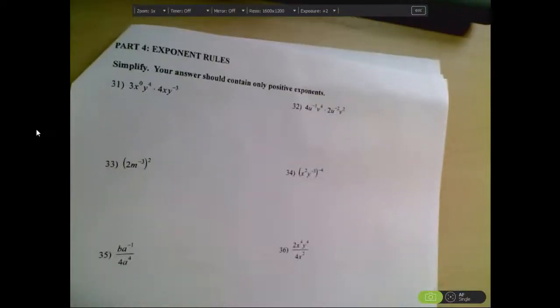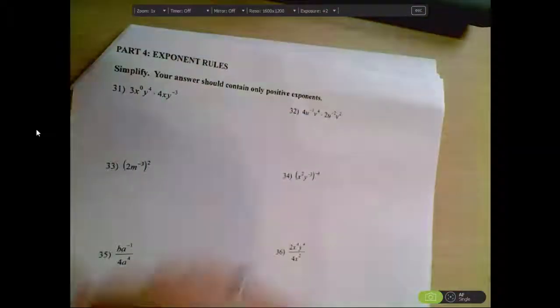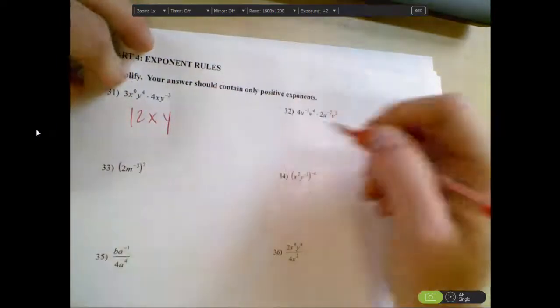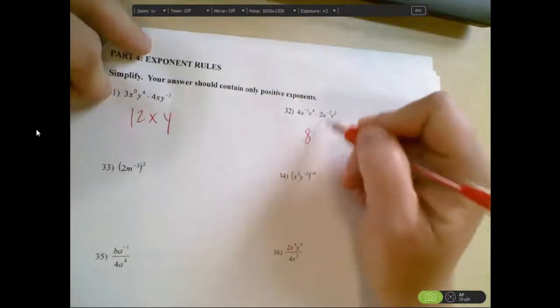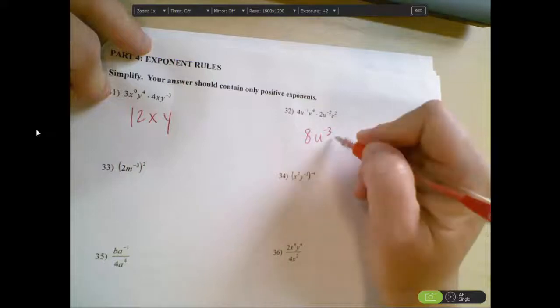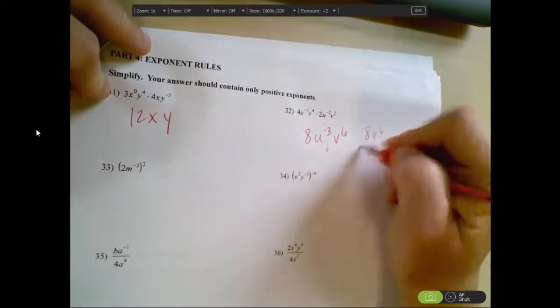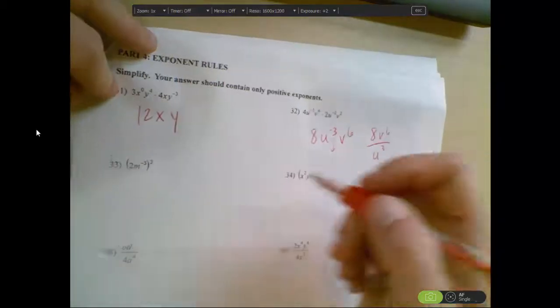Okay. Multiply, straight across, add the exponents. 3 times 4 is 12. 0 plus 1 is 1. 4 minus 3 is 1. 8, u to the negative 3, v to the 6, but this needs to move down. So your answer is 8v to the 6 over u to the third.